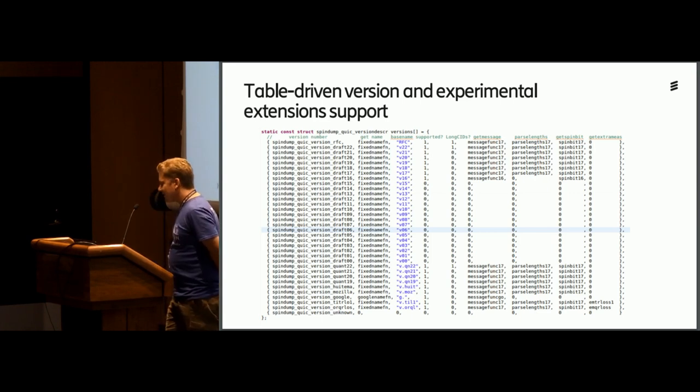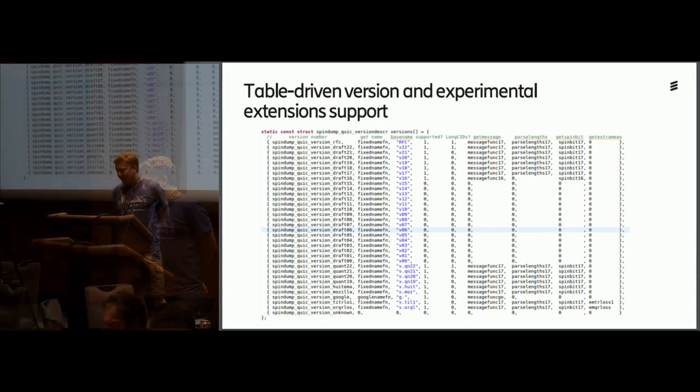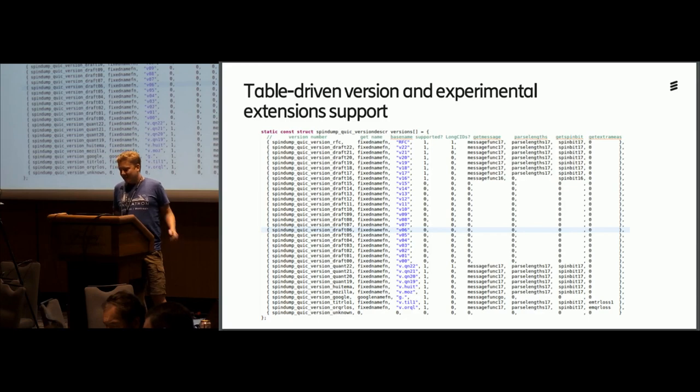This is a list of how we are handling different QUIC versions. Previously, we had kind of nasty structures with different behaviors based on different QUIC versions. Basically, we had to go into every function and check which version it is. Now we have generalized this quite nicely so that we can add new experimental versions with new support for different header formats, etc. And make it much more dynamic and nice.